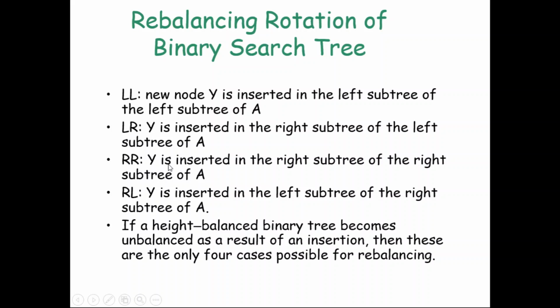RR means the new node is inserted in the right subtree of the right subtree of A, where A got unbalanced. In that case, you have to perform a left rotation. So for LL, 1 right rotation; for RR, 1 left rotation. RL means the new node is inserted in the left subtree of the right subtree of A, which got imbalanced. In that case, you have to perform a right rotation and a left rotation.